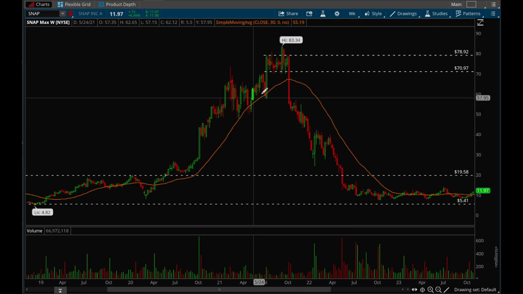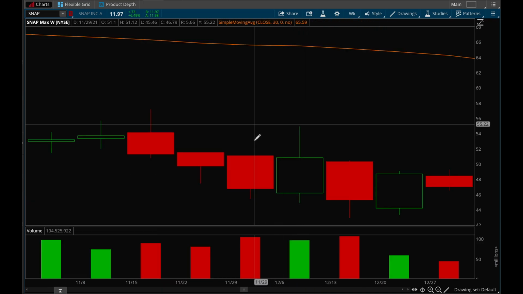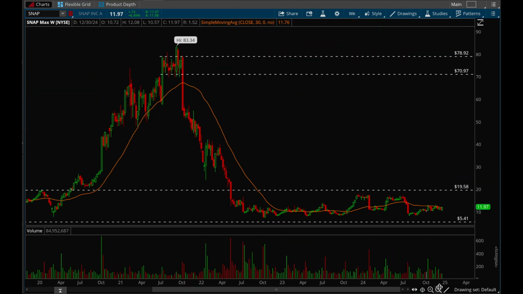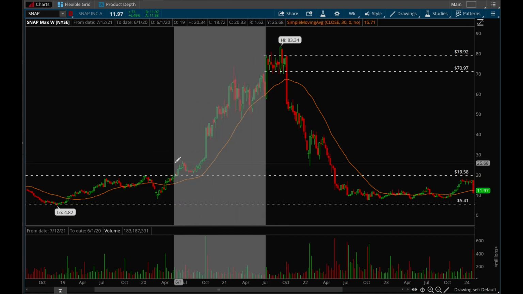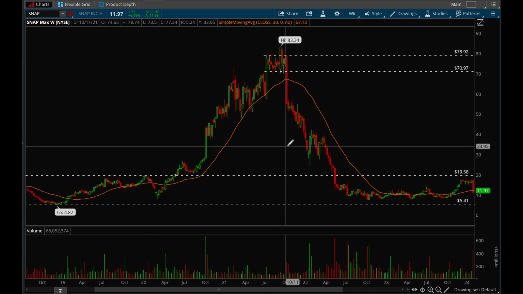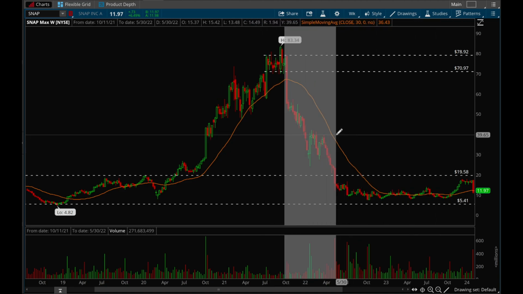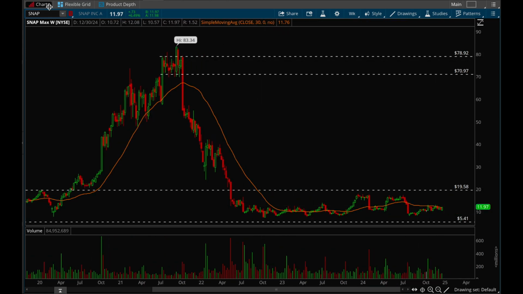And then this part was pretty much stage 3. So this was all stage 2, starting from that base breakout. This is stage 3, and then this is stage 4. And now we're back in stage 1 here. So this one needs more time again.